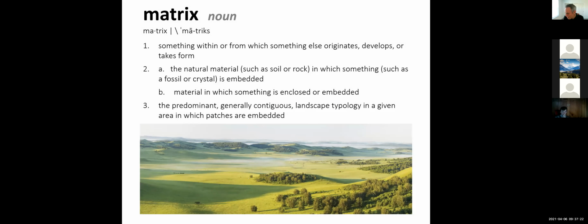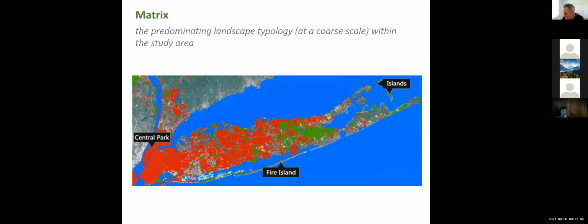If you remember back to the lecture on landscape structure, the matrix essentially is that background against which the patches, ecotones, and corridors can be identified and understood. As such, it's typically the largest, most predominant landscape structure in a given study area. Another way to say that is that the matrix is the predominating landscape typology within a given study area when it's viewed at a coarse scale.